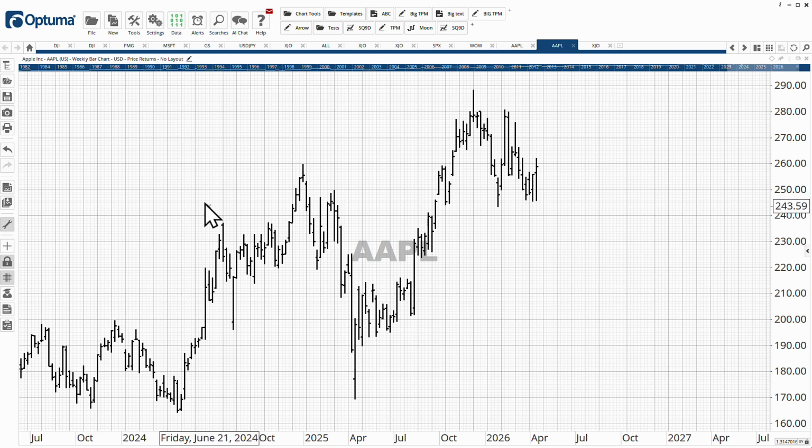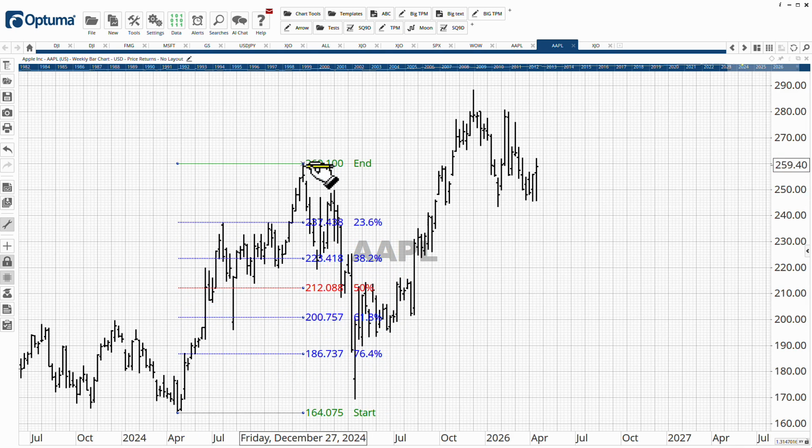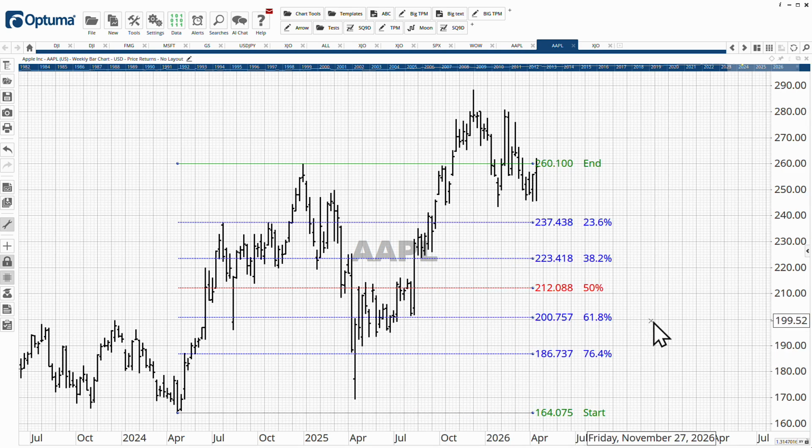Now, had we been looking at this chart somewhere down through here, maybe in April last year, trying to figure out what it was doing, what we can do is go in and use the Fibonacci retracement tool. We can use it from the major low to the next major top, and then we can run this across and have a look and see what the market's actually doing.